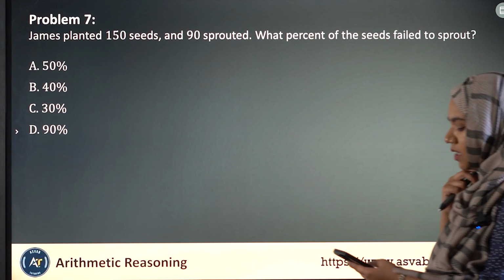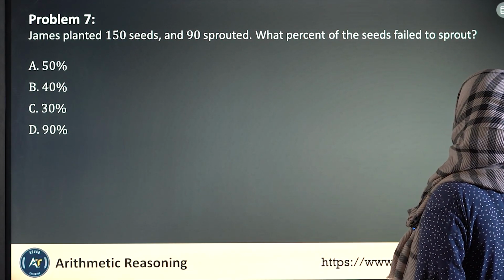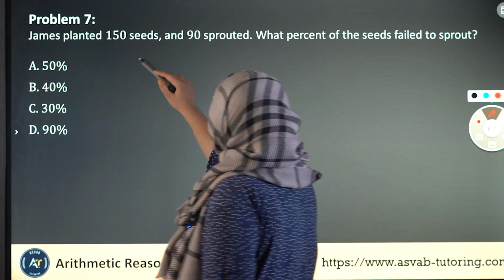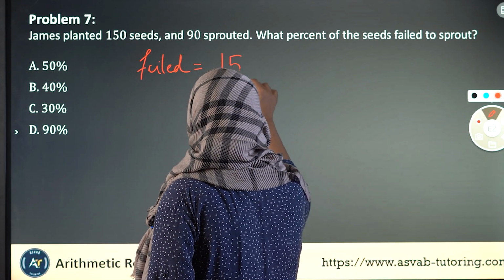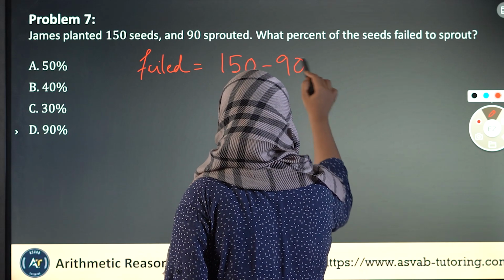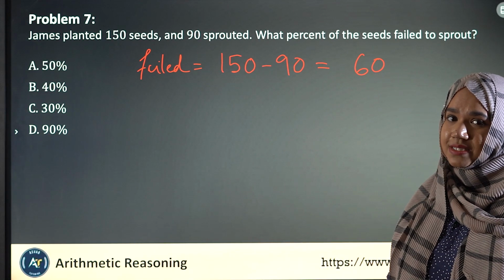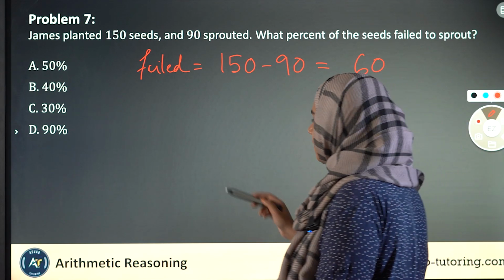James planted 150 seeds, 90 sprouted. What percent of the seeds failed to sprout? All right. So first of all, let's figure out how many failed to sprout, okay? Because there were 150 seeds and 90 sprouted. 150 minus 90, which is 60, are the ones that failed to sprout. What's the percentage of the ones that fail to sprout?